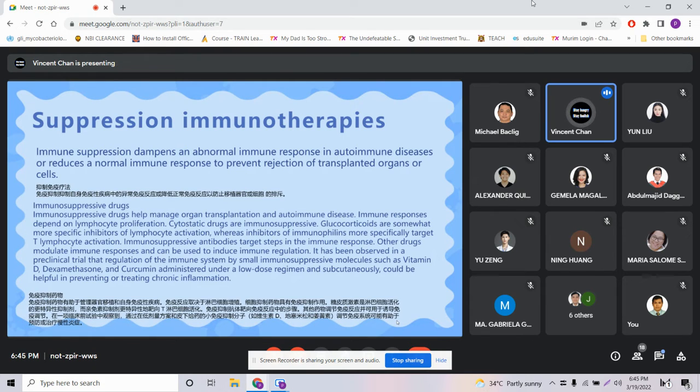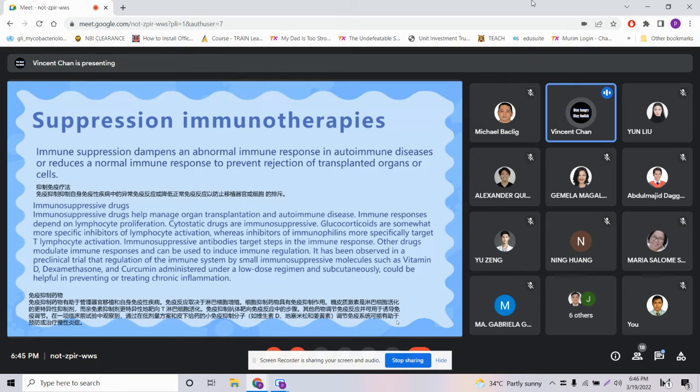Okay, cytostatic drugs are immunosuppressive. Glucocorticoids are somewhat more specific inhibitors of lymphocyte activation, whereas inhibitors of immunophilins more specifically target T lymphocyte activation. Immunosuppressive antibodies target steps in the immune response. Other drugs modulate immune responses and can be used to induce immune regulation.